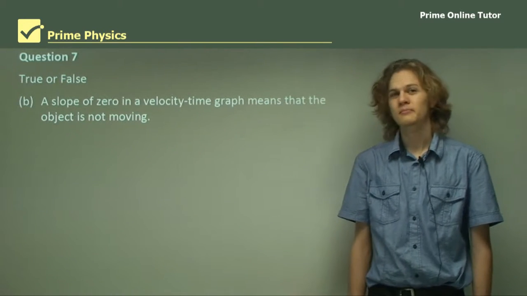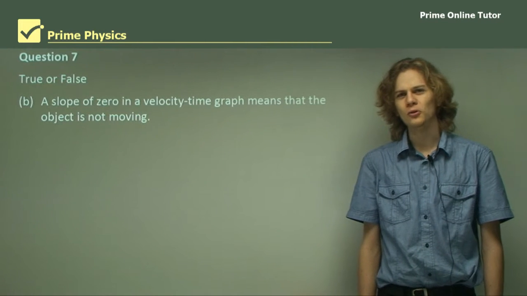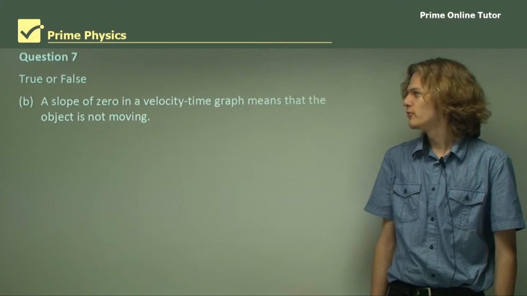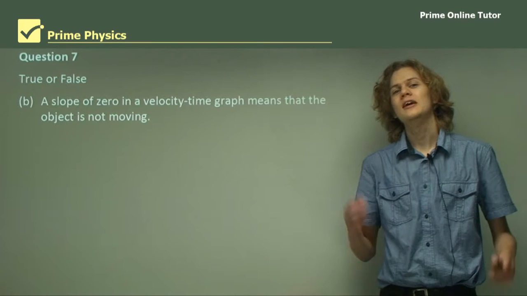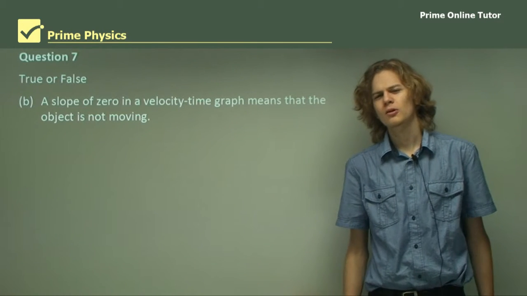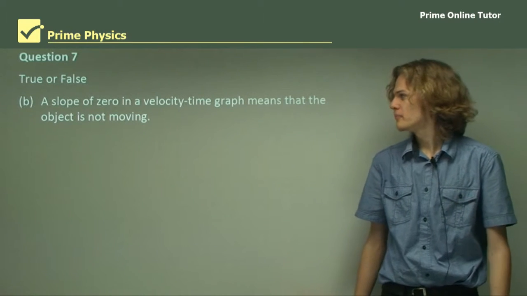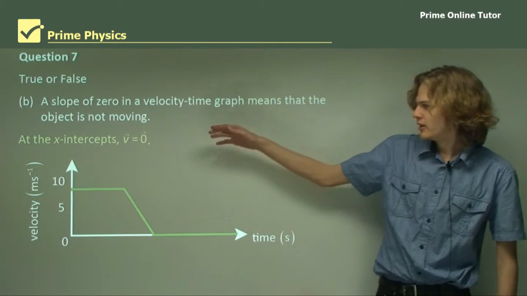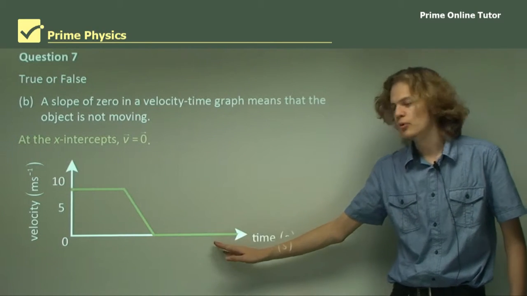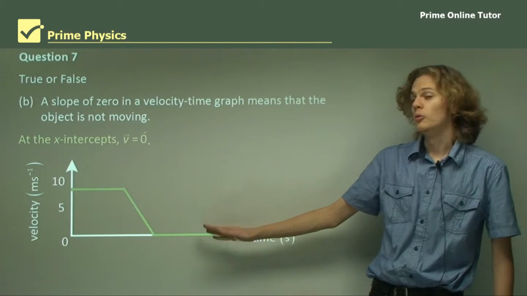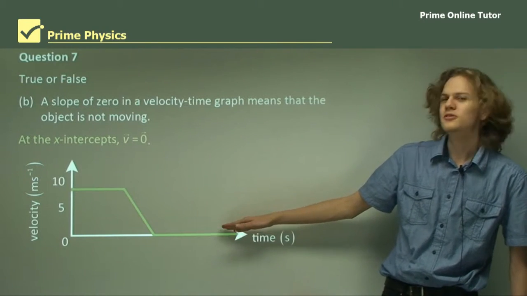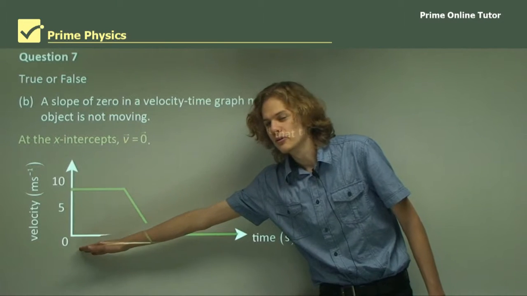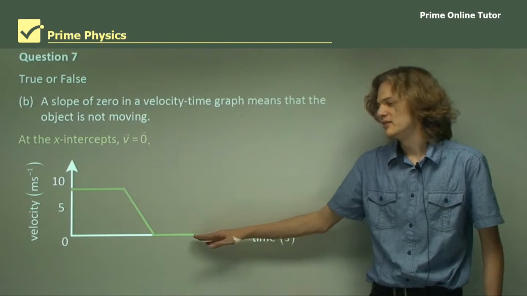Question 7, part B. True or false? A slope of 0 in a velocity-time graph means the object is not moving. Well, let's take a look at a velocity-time graph. So here we have a velocity-time graph, and we can see that at this point, indeed, the object isn't moving. But this is because we have a velocity of 0. That is, we're at the x-intercept.